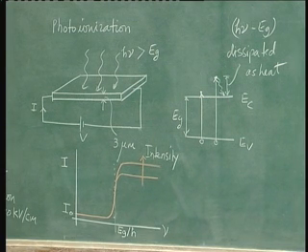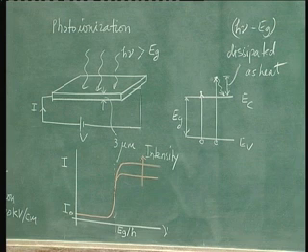Let us look at the third method of generating electron hole pairs. So this is called injection.